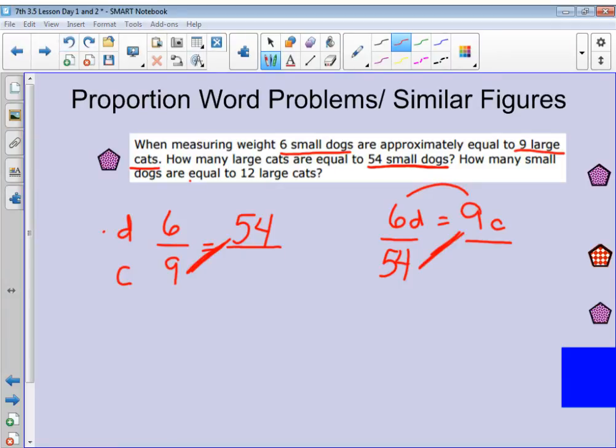So I'm going to pull my calculator back out and go 54 times 9 and divide that by 6. And when I do that, I just found out that that would require 81 cats.